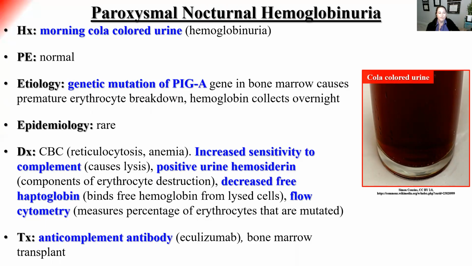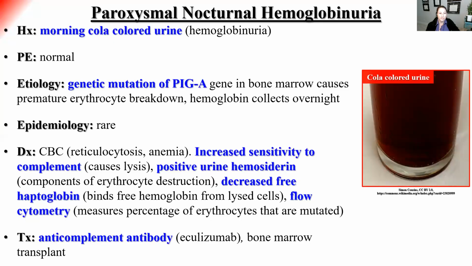It collects in the bone marrow. It causes premature erythrocyte breakdown. So all of this hemoglobin collects in the bladder overnight and makes it very, very dark. On CBC, non-specifically, you may see reticulocytosis and anemia. That's pretty common with a lot of these hemolytic anemias. Increased sensitivity to complement causes lysis of the cells. Remember, these cells are very fragile and they break down very easily.